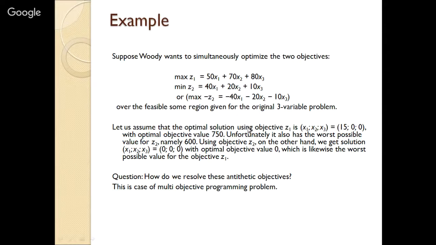Now I assume that the optimal solution for objective function first is 1500. I assume that the best solution, the best answer for individual objective function Z1 is 1500, and with optimal objective value is 750. Right? But unfortunately, the value for Z2 is 600 at this point, which is the worst possible value. However, it is the best solution for Z1, but just the worst solution for Z2. It is only 600 for the value of Z2 for this solution.